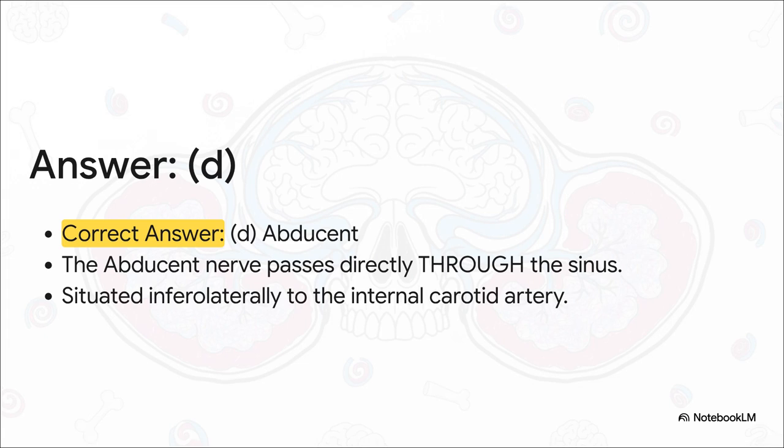Remember the OTOM mnemonic? Oculomotor, trochlear, ophthalmic, and maxillary are embedded safely in that lateral wall. The abducent nerve is the lone wolf running straight through the blood-filled center alongside the internal carotid artery.